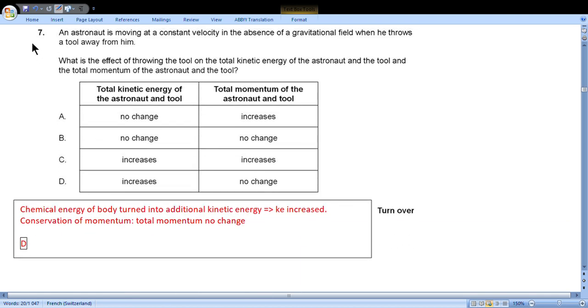Question 7. An astronaut is moving at constant velocity in the absence of a gravitational field when he throws a tool away from him. What is the effect of throwing the tool on the total kinetic energy of the astronaut and the tool, and the total momentum of the astronaut and the tool? Chemical energy of the body is turned into additional kinetic energy when he throws the tool. So kinetic energy increased. Conservation of momentum: total momentum, no change. So we choose answer D.